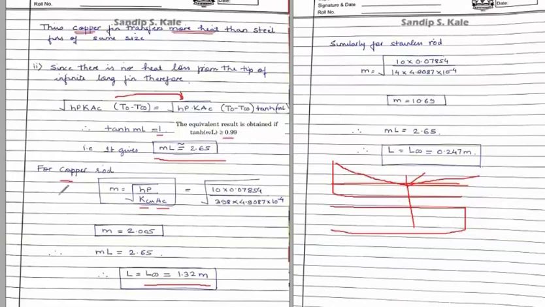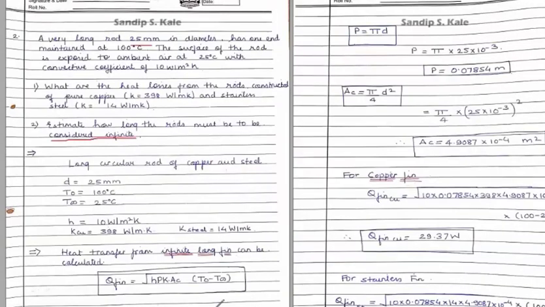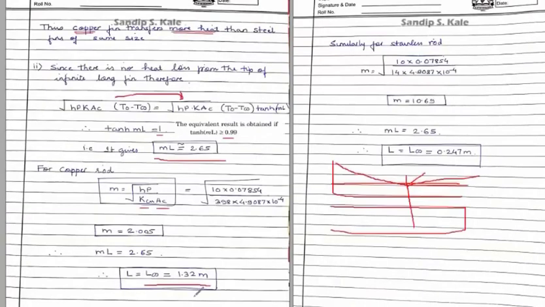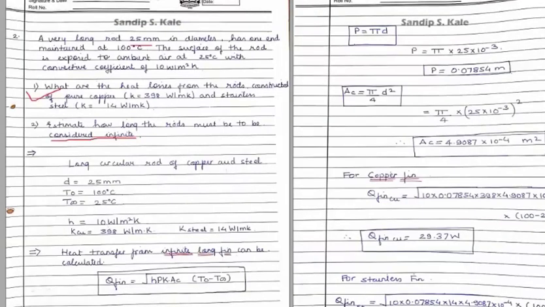Now just substitute the value of m, and in this way you will get the length. So this is what the numerical is all about. We have found the heat loss from the copper fin and the stainless steel fin. Also we have found how long the rod must be to be considered infinite. If we consider the length of the copper fin as 1.32 meter, it will be considered as infinite. I hope you have understood the basic numerical very well.